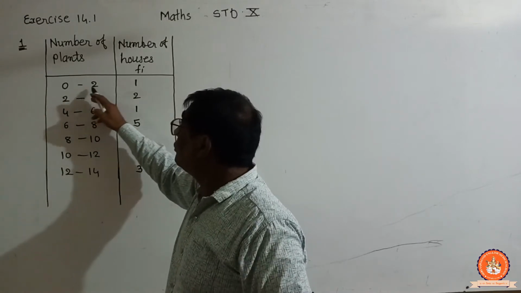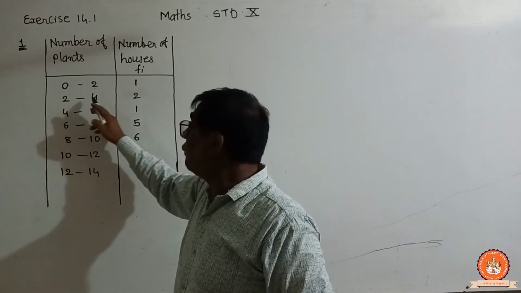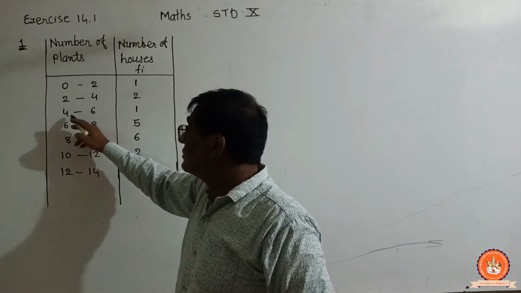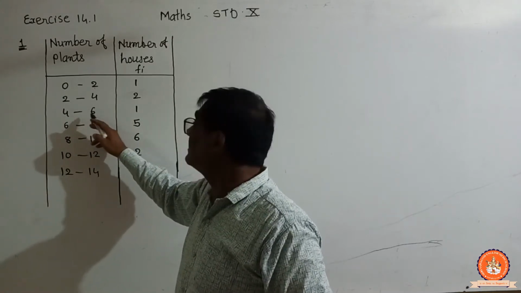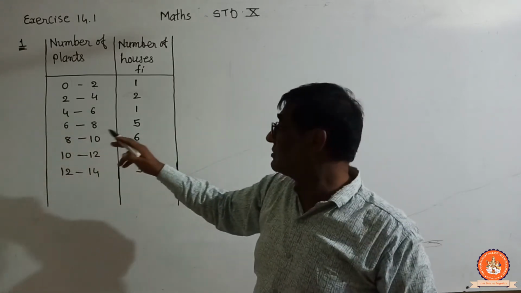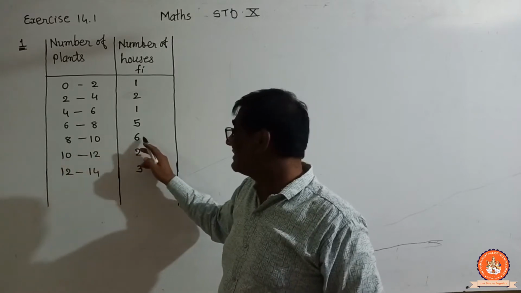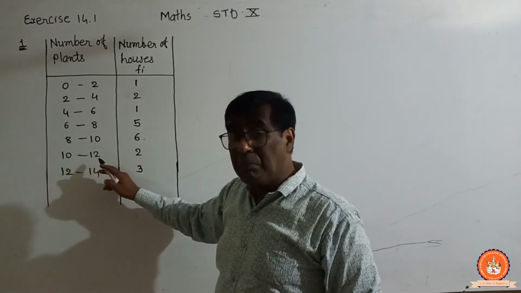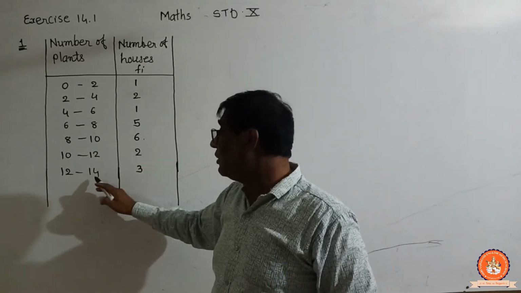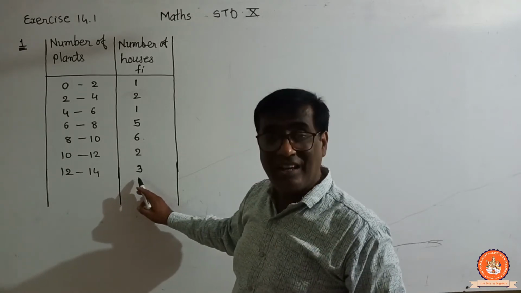So from 0 to 2 plants per house, there is only one house. 2 to 4 plants per house, such 2 houses are there. 4 to 6 plants in a house, there is such one house only. 6 to 8 plants per house, 5 houses. 8 to 10 plants per house, 6 houses. 10 to 12 plants per house, 2 houses. And 12 to 14 plants per house, there are such 3 houses.